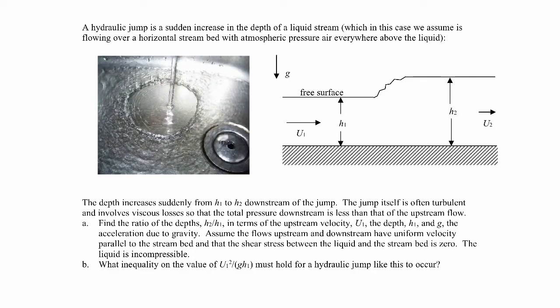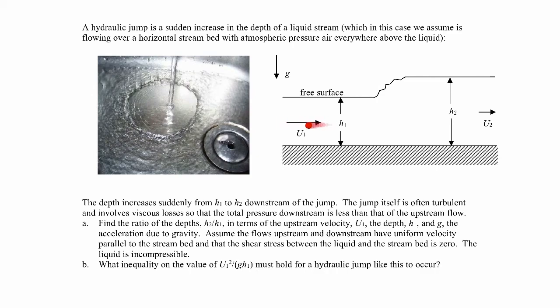Okay, this is a fun example. We're going to analyze what's known as a hydraulic jump. A hydraulic jump is where you get a sudden increase in the depth of a liquid stream when it flows over a horizontal surface. And you can sort of see a schematic of it over here on the right-hand side.